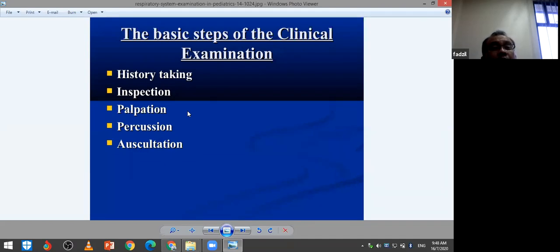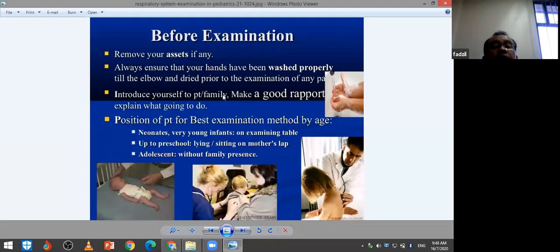He has to learn more, learn technique and practice to be able to adapt. So how you approach your patient tells us how smart you are. As you said before examination, ensure you wash your hands properly and introduce yourself to the family. Important in children, you make a good rapport with the mother.